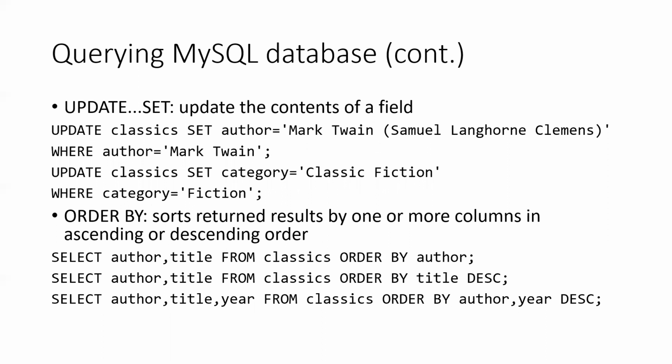Okay, next, some changes, the updates. Now let's say update classics set author. We are adding this part for the author name Mark Twain, so you are changing the author from here to here. That means you are updating the value of the author. Likewise, if you want to change the category from classics fiction to classic fiction, this is how you may do it.